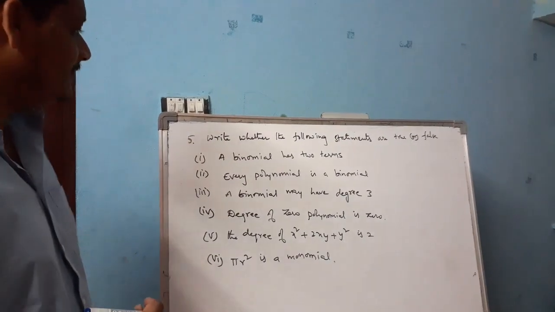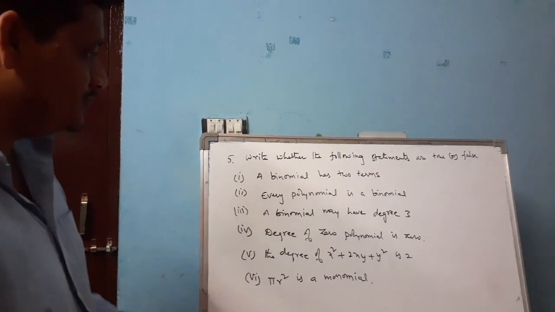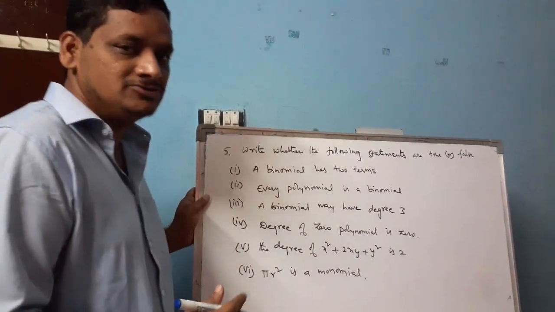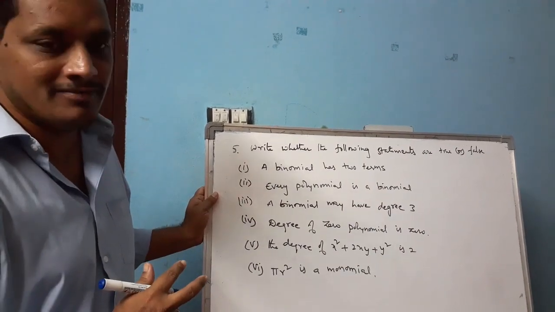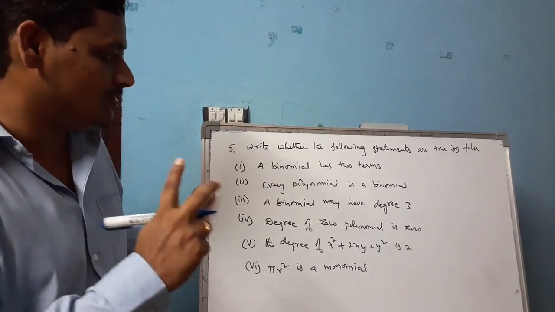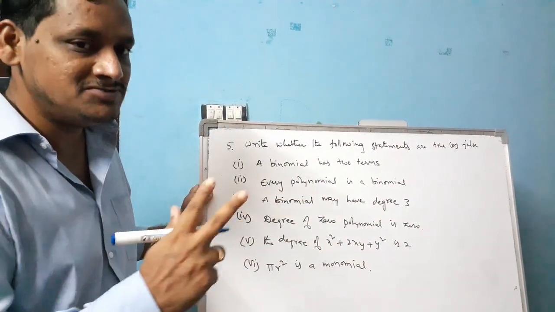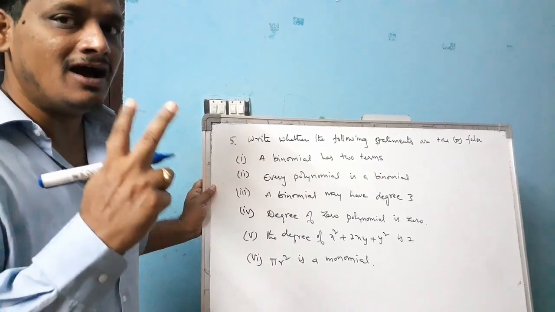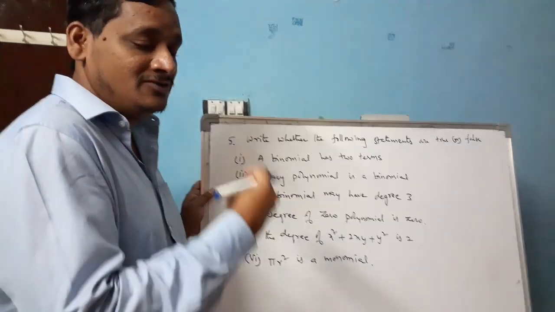So the fifth one, write whether the following statements are true or false. So first of all, discuss about this one. We have to discuss about two things. The types of polynomial. We have two types of polynomials: the types of the polynomial according to the terms, and one more according to the degree. We will discuss about that one.